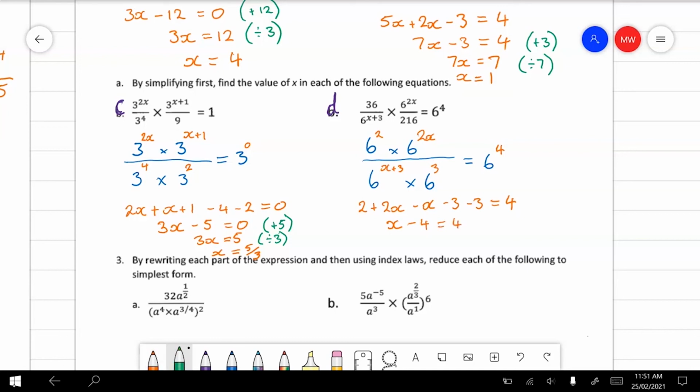Back to the balance method. Add 4 to both sides. And x is 8.